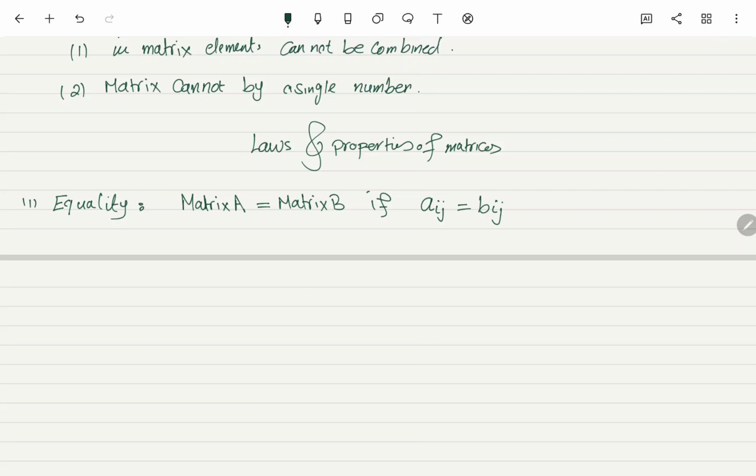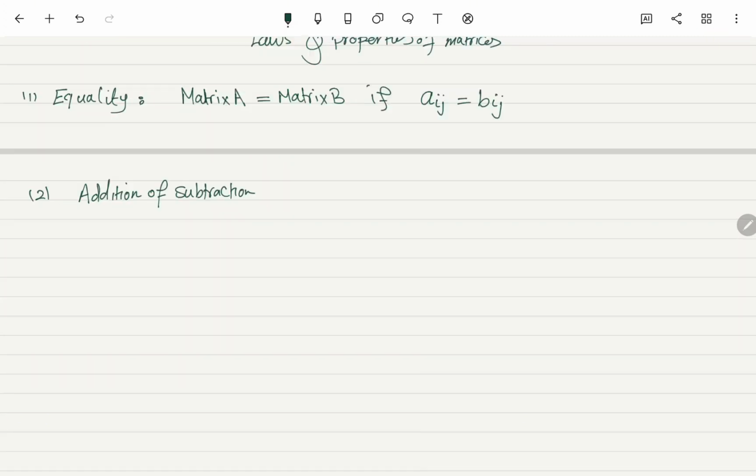The second property of matrices is addition or subtraction. The operation of addition or subtraction of two m by n matrices is defined as C, a new matrix, equal to A plus or minus B. So plus for addition and minus for subtraction. In such a way, Cij equals Aij, either plus or minus Bij, for all values of i and j.